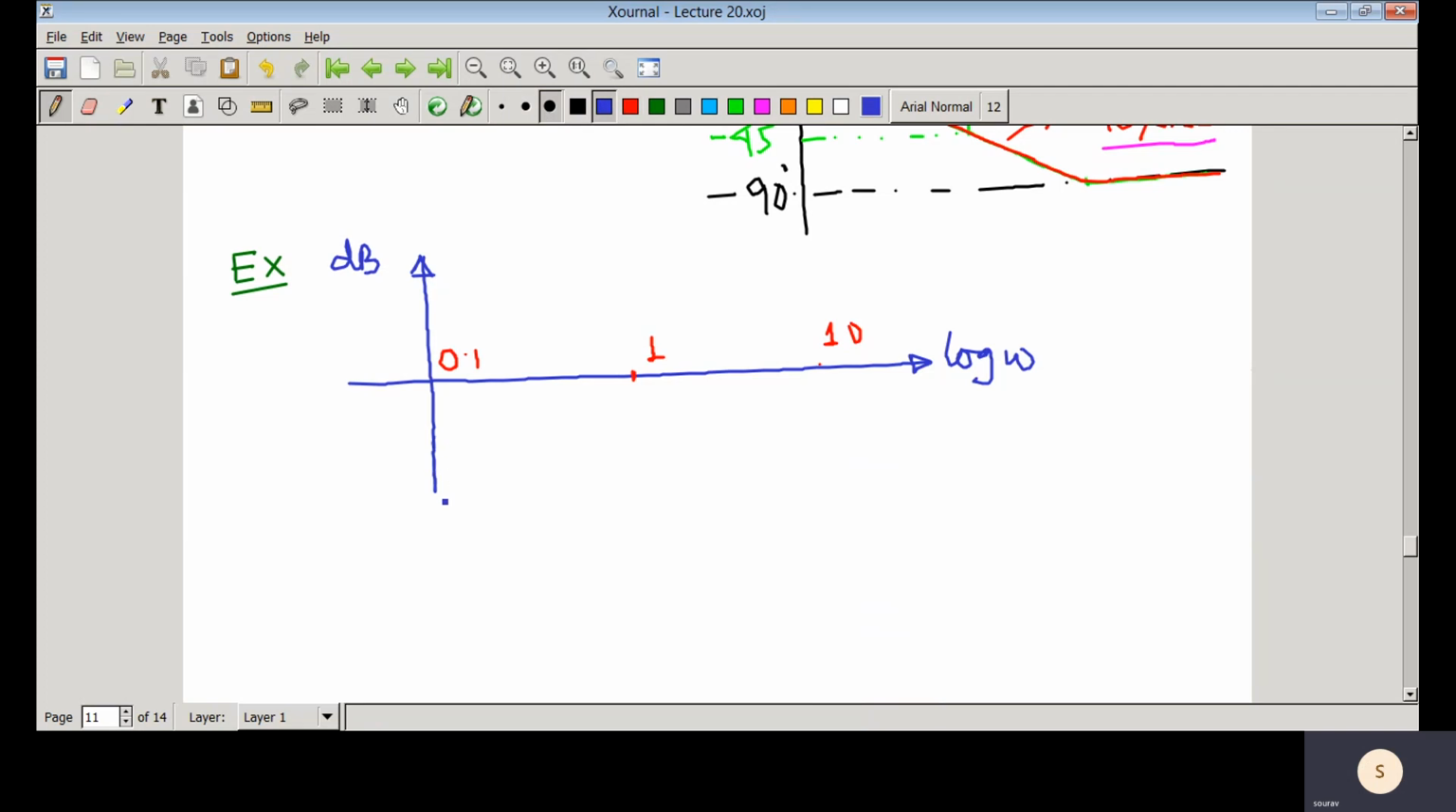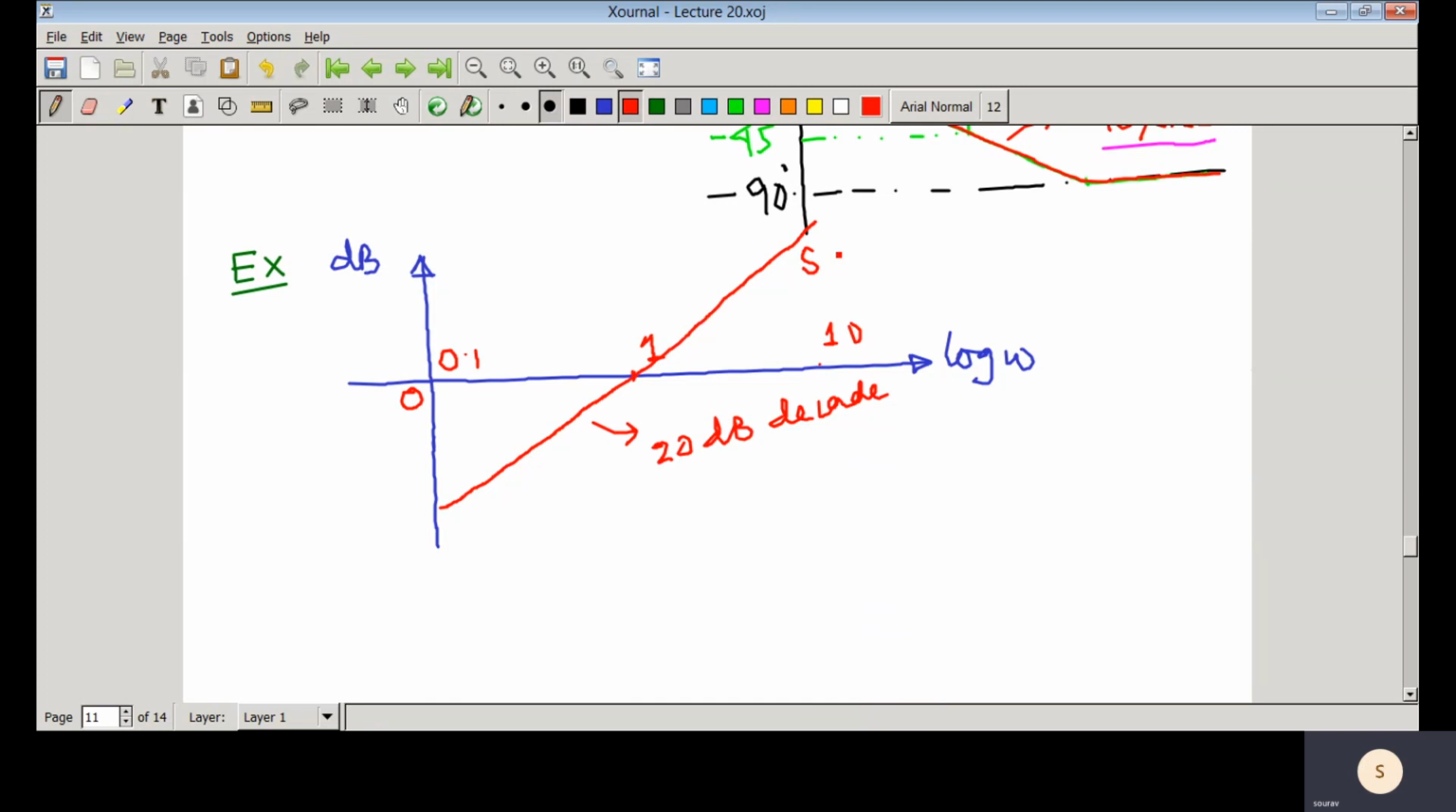And we know whenever we have that S, the slope is 20 dB per decade, and it crosses the 0 dB line whenever omega equals 1. So this is the 0 dB line, and we can see that at omega equal to 1 it crosses the 0 dB line. So this slope is 20 dB per decade. So this is the plot of S.